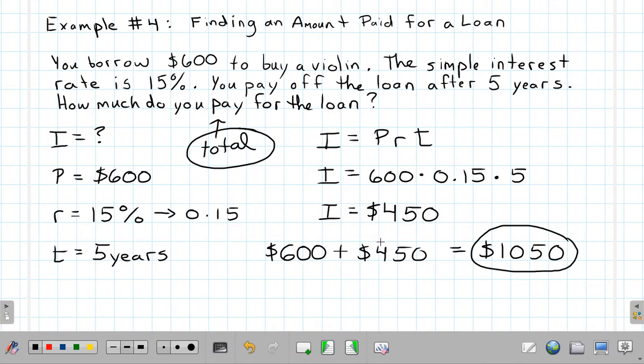If it specifically asked for interest, the answer would have been $450. But since it's asking for the total payoff, or how much you had to pay in total for the loan, it's principal plus interest, okay?